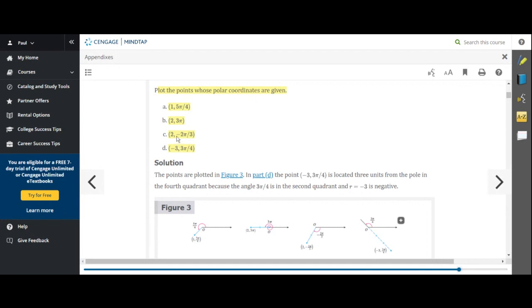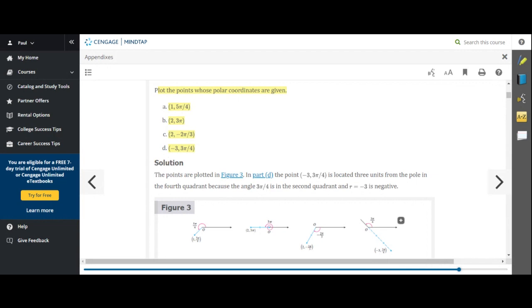For C here, we had talked about these before, but I'm just reviewing it with you. For C, you have the polar coordinate 2, negative 2 pi over 3. In the third picture here in figure 3, pi over 3 is 60 degrees, so negative 2 pi over 3 would be negative 120 degrees. So you go clockwise 120 degrees and move out a radius of 2. And that gets you the third picture.